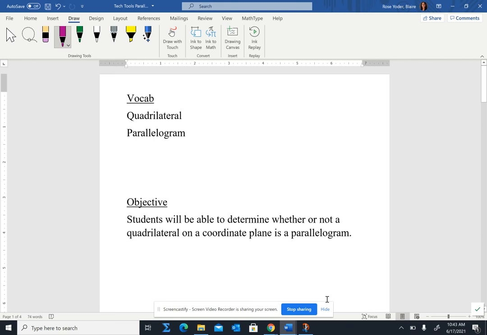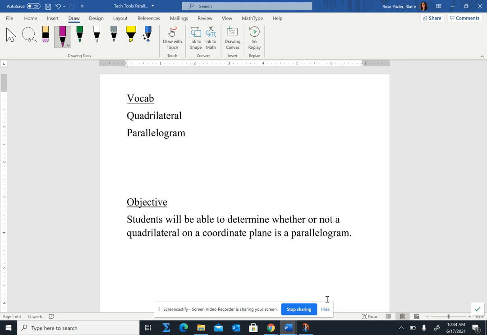Hi, everybody. We're going to continue to study quadrilaterals and parallelograms today. Our objective is to be able to determine whether or not a quadrilateral on a coordinate plane is a parallelogram. So first, I just wanted to make sure that we remember those key vocabulary words that we've been studying.